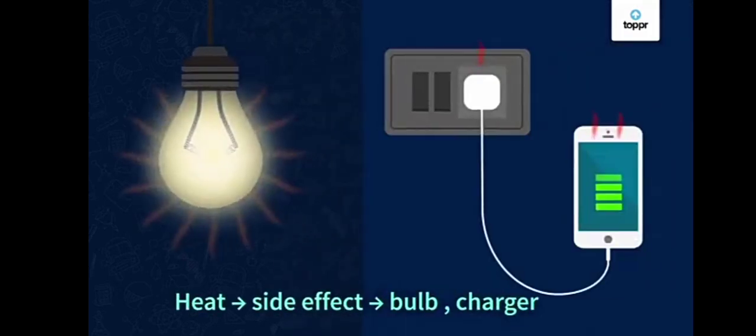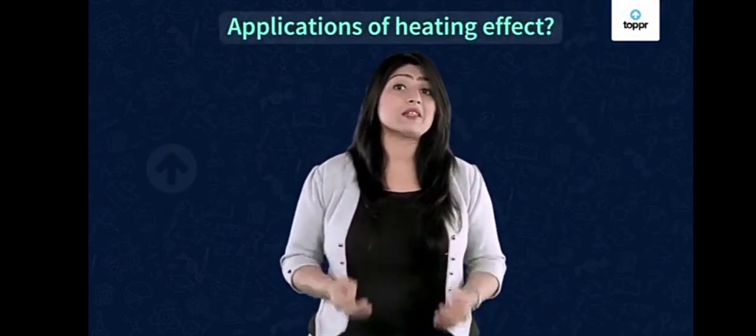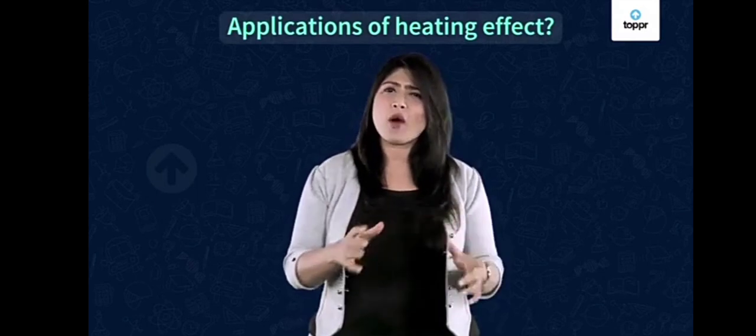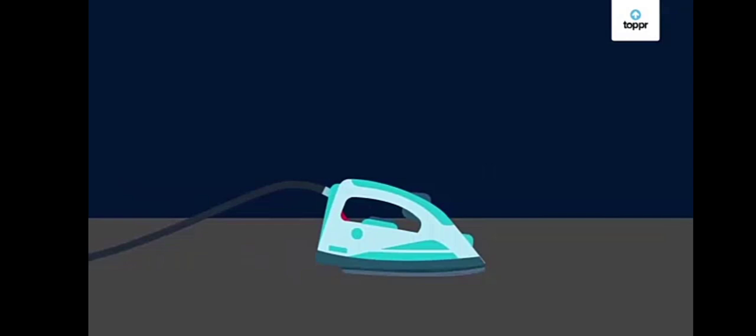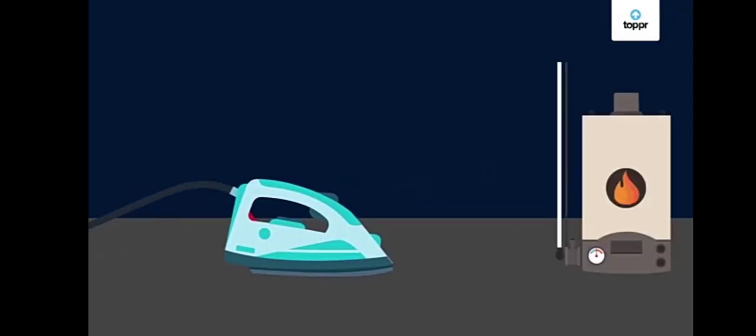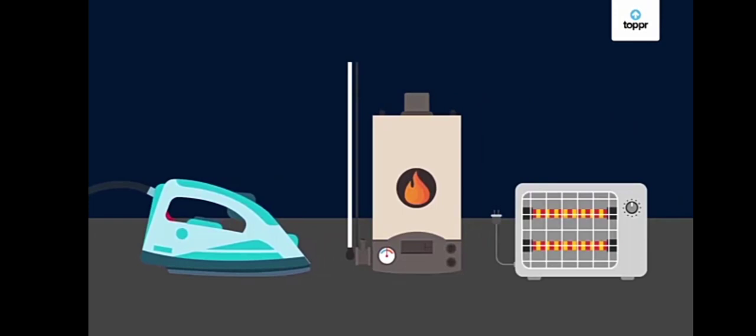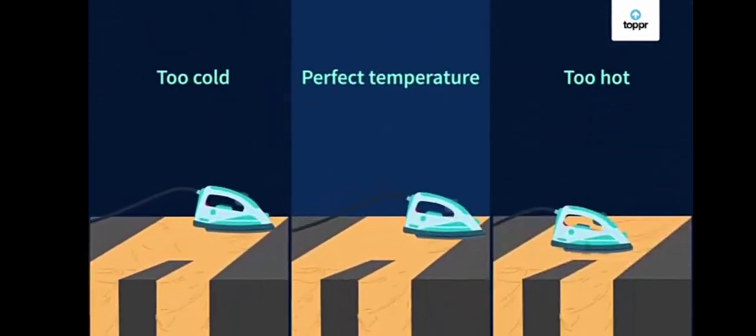Earlier we saw some applications where heat was produced as a side effect, such as in a bulb or phone charger. But there are some useful applications of the heating effect too. Can you think of one or two such examples? Like an electric iron, where we use the heat to iron our clothes. Or an electric heater that we use to heat water or our rooms during winters. However, it's important to know how much heat is produced in every case. Otherwise, we would end up in situations like these.